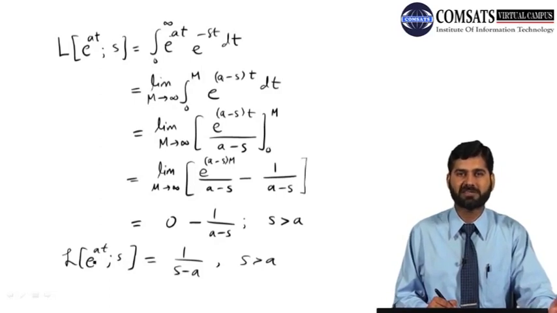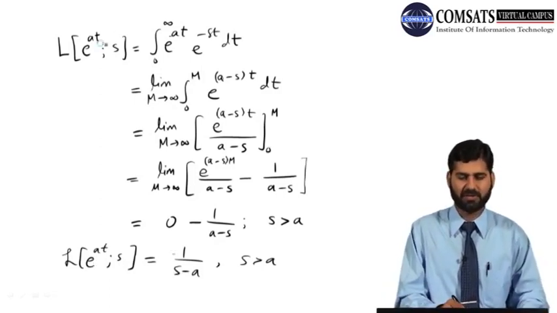It will be 1 over s minus 2. e to the 3t, 1 over s minus 3. e to the minus 2t will be 1 over s plus 2, right? So similarly you can do other things. Now let's find out the Laplace transform of sine and cosine.